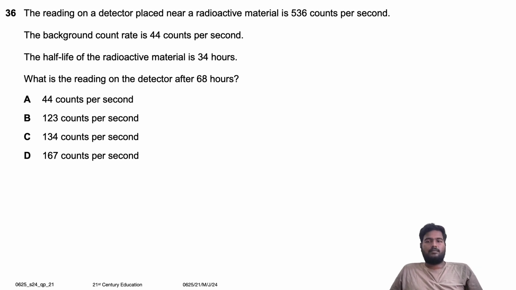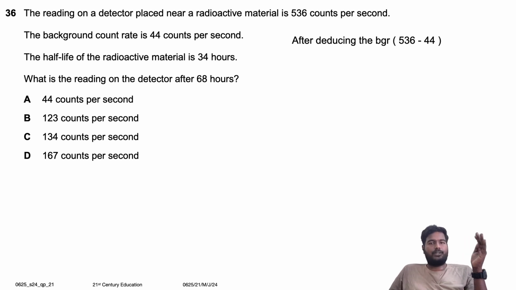Okay. So the detector shows the value of 536 counts. What's the background radiation? 44. So what's the actual reading? 536 minus 44, which is 492.